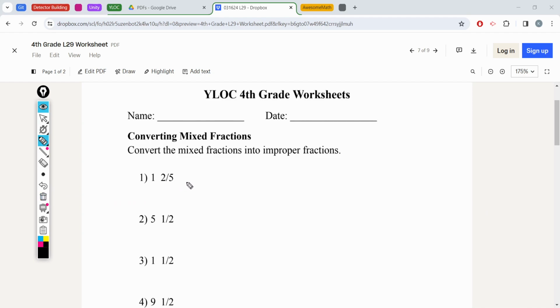So first we have 1 and 2/5. That's the same thing as 1 plus 2/5. 1 is 5/5, so we get 5 plus 2/5, which is 7/5.